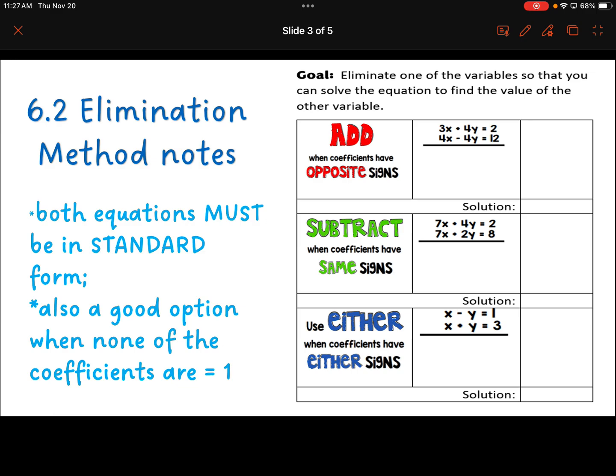This is really going to be the most useful if both equations are written in standard form and when both equations have coefficients bigger than 1 in front of the variables. If I were to try the substitution method, I would be left with fractions in my equations, which remember we were trying to avoid with the substitution method because there would have been an easier way to do it. And that is today's lesson, the elimination method.